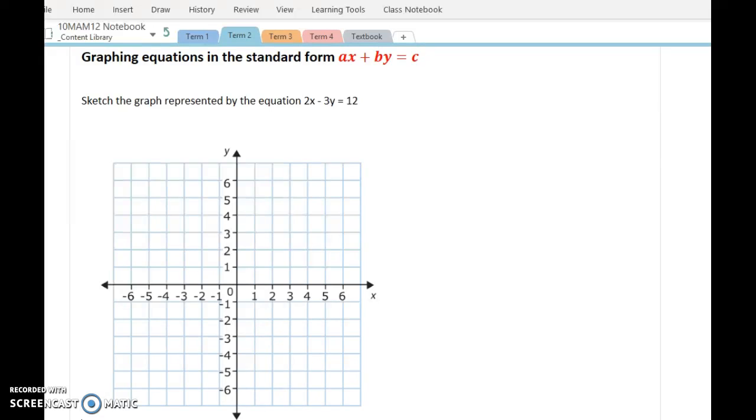Hi, we're just having a look today at graphing equations in the standard form. That's this one here of ax plus by equals c. It's a bit different to our normal form of y equals mx plus c, which is known as the gradient intercept method. And this one, the standard form.